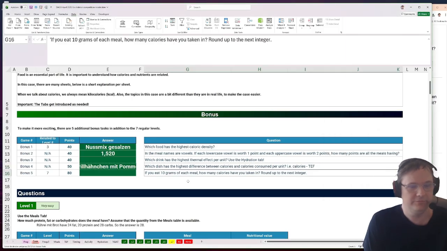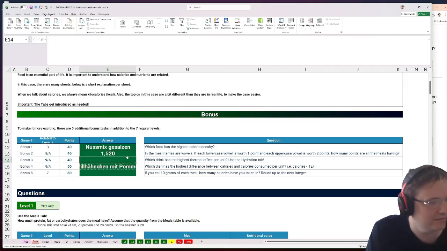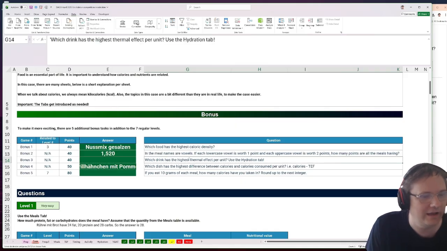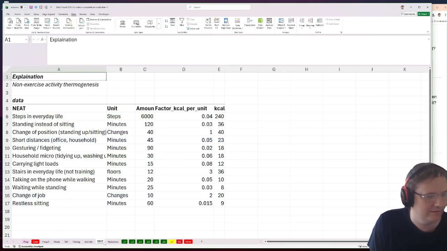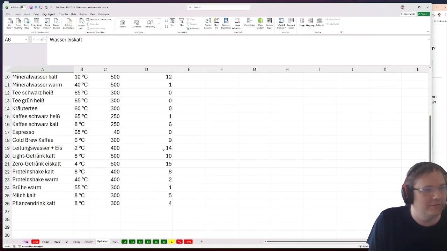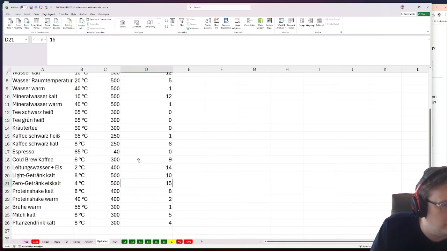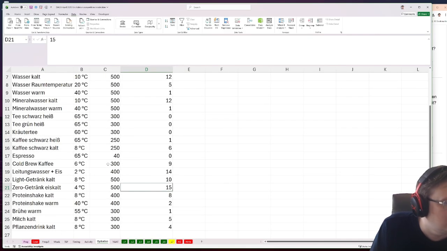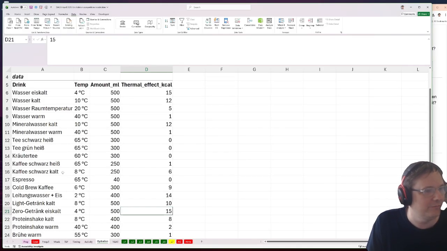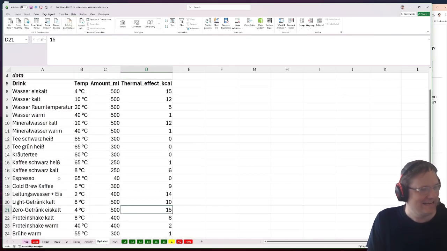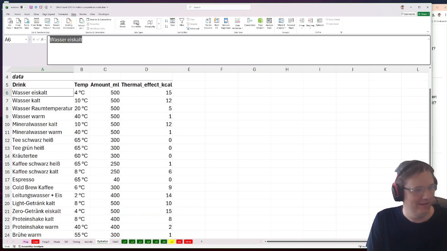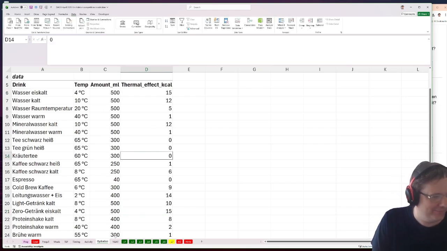10 grams of each meal. How much? That's based on level 7. So I'll look at that later, I think. Or, well, I could guess that now, right? Which drink has the highest thermal effect per unit? Well, there's 2 of them that are tied for 15. So what do you want from me? Highest thermal effect, they're both the same temperature and the same amount. I'm going to call it cold water. Why not? Is that what that means? Cold water?